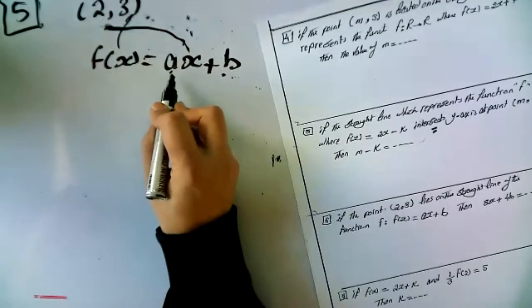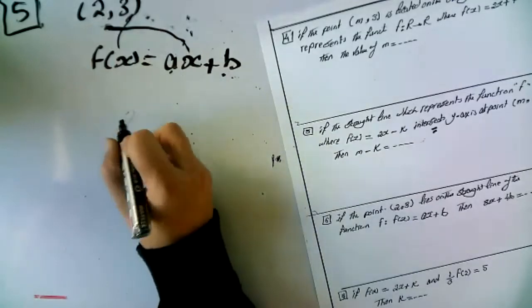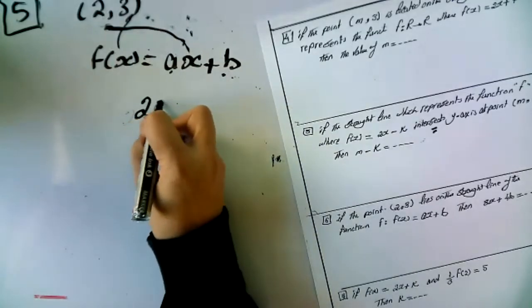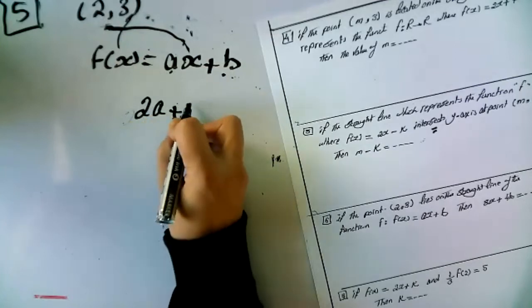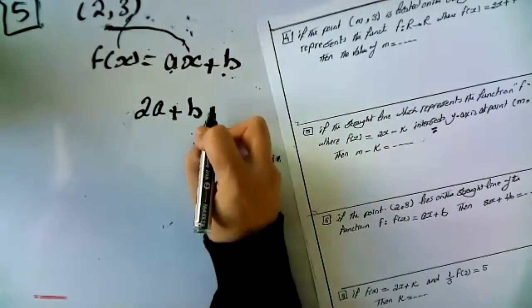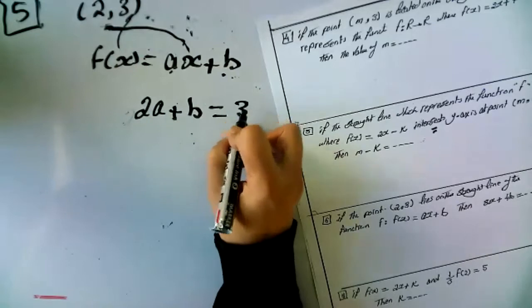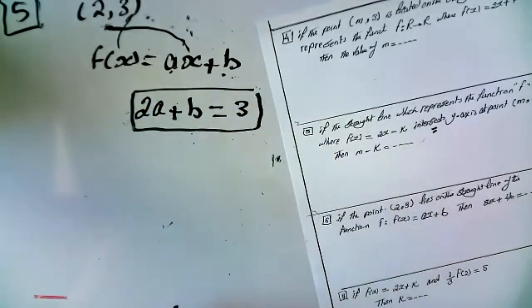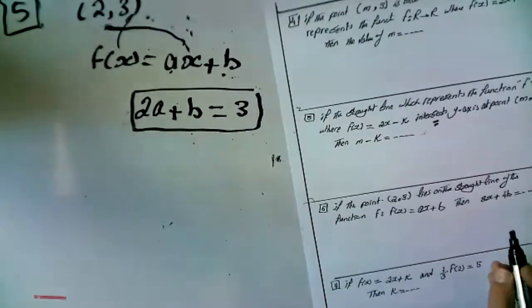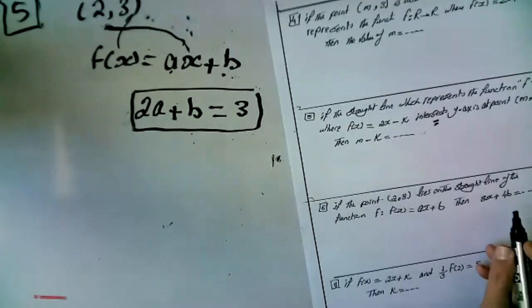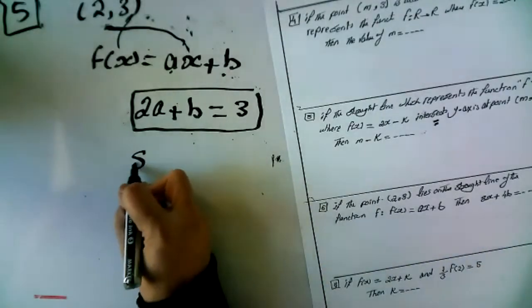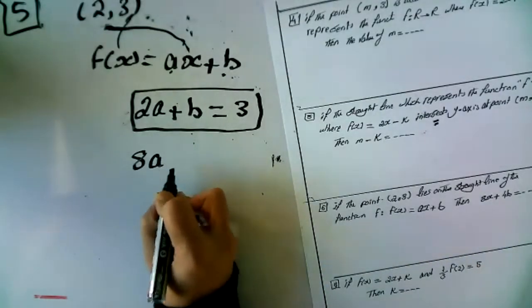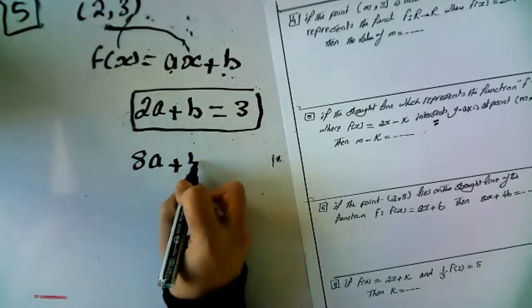Then 2a plus b equals 3. We have the equation 2a plus b equals 3. The question is to get the value of 8a plus 4b.